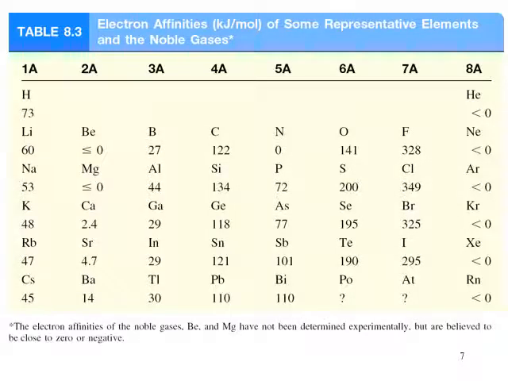This table out of your textbook shows that as you go from left to right, there are some trends here, but they're kind of general. Left to right, you have an increase in electron affinity. Now, it's kind of general.